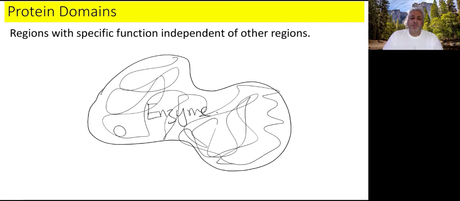Suppose the substrate for this particular enzyme binds into this region. And that's where the manipulations take place during the enzymatic reaction. This is called the active site of the enzyme. Okay, so let's put that in a nice definitive color. So this is the active site.